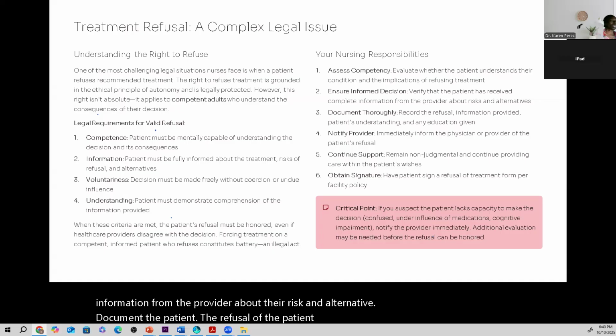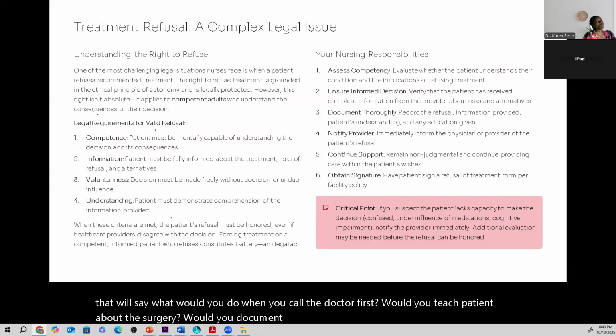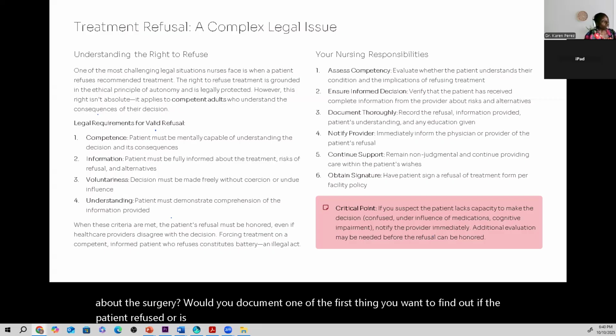There are some test questions sometimes that will say, what would you do? Would you call the doctor first? Would you teach a patient about the surgery? Would you document? One of the first things you want to find out, if the patient refused or is having an issue, is what are their concerns, right?